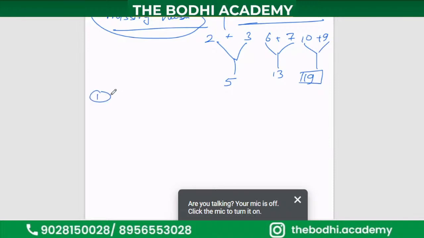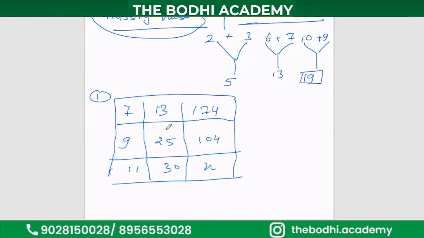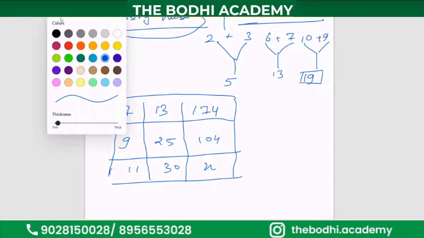Question number 1. Let us say 7, 13, 174, 9, 25, 104, 11, 30, x. You need to find the value of x. Now, how do we get x here? See, the logic can be either vertical or horizontal. For example, by using the logic of 7 and 13, we can get 174, or by using the logic of 7 and 9, we can get 11. That depends on the type of question asked. So I'll give the solution for this.